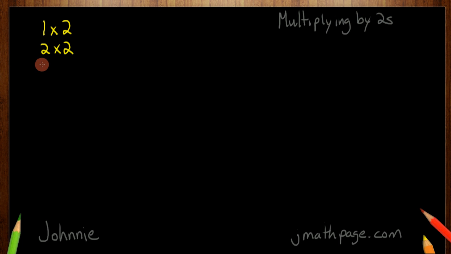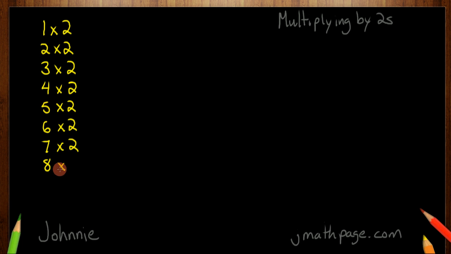Today we're going to be thinking about multiplying by 2's. And this may be easy. It may be familiar to you, but we're going to look at it a little differently today. So I'm going to start off by making a list of multiples of 2. So we can think about them like this. We can think 1 times 2, 2 times 2, 3 times 2, 4 times 2, 5 times 2, 6 times 2, 7 times 2, 8 times 2, 9 times 2, and 10 times 2.